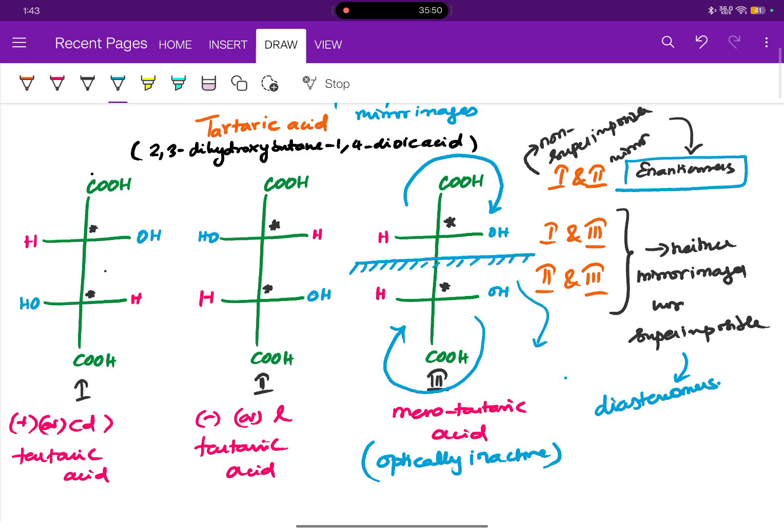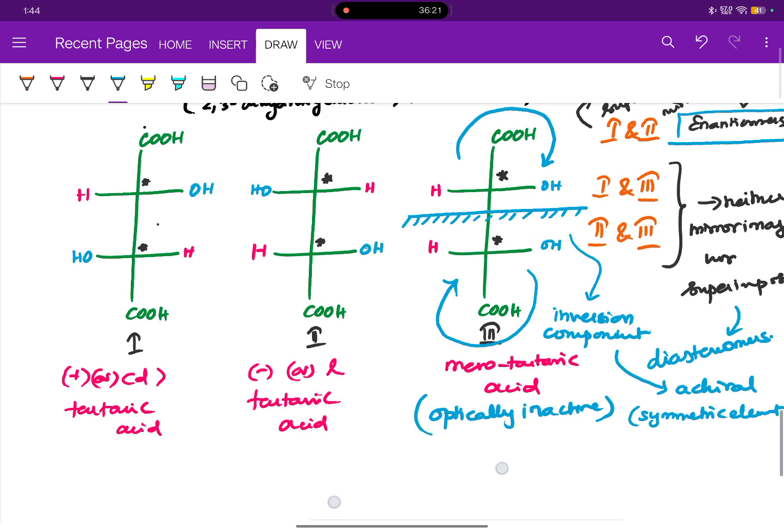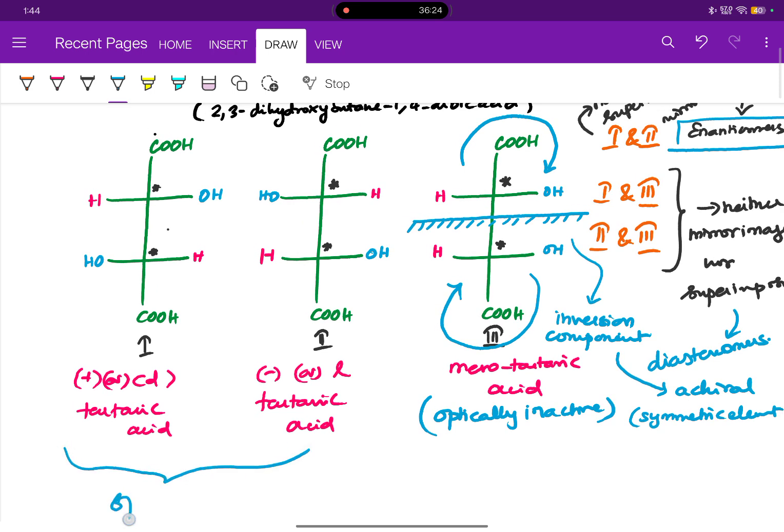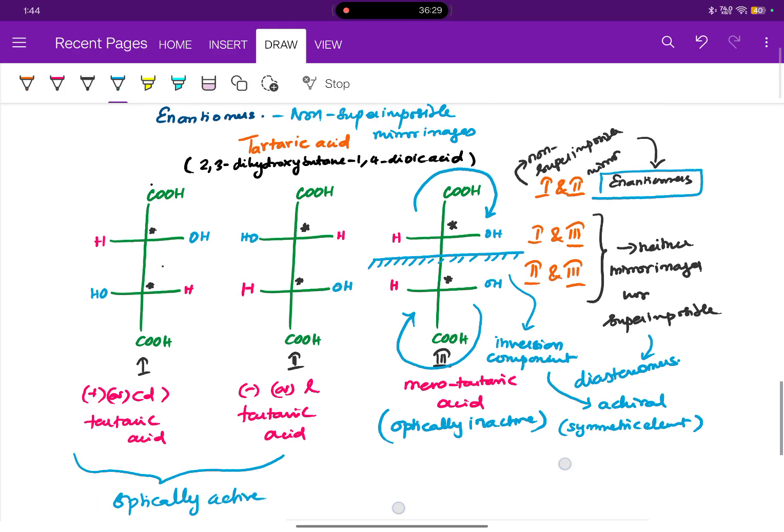We call this an inversion component. Because of this inversion component, we call it achiral in nature. There is no chirality. Chirality means not only handedness but also that it should not have any symmetrical elements. So here there is a symmetric element, right? What is that symmetric element? Inversion. So please make a note. These two are optically active and these two are optically inactive.